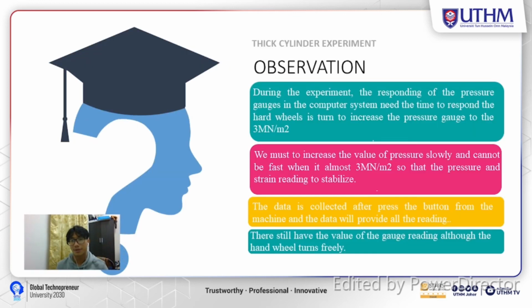For the observation, during the experiment, the response of the pressure gauge in the computer system needs time to respond. The hand wheel is turned to increase the pressure gauge to 3 meganewton per meter square. We must increase the value of the pressure slowly and cannot be fast when it is almost 3 meganewton per meter square so that the pressure and the strain reading can be stabilized. The data is collected after pressing the button from the machine and the data will provide all the readings. You still have the value of the gauge reading although the hands will turn freely.